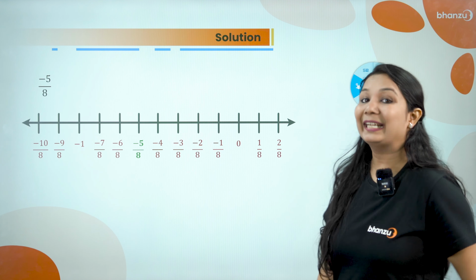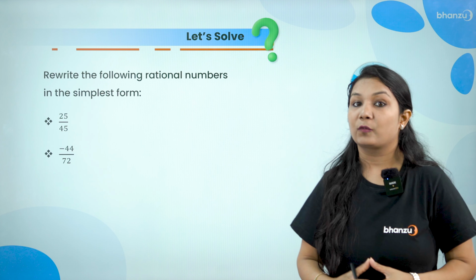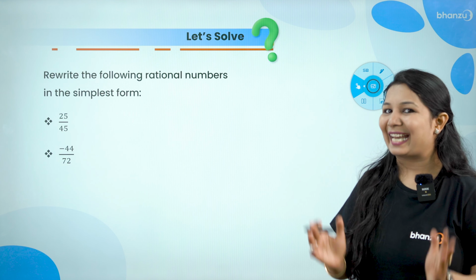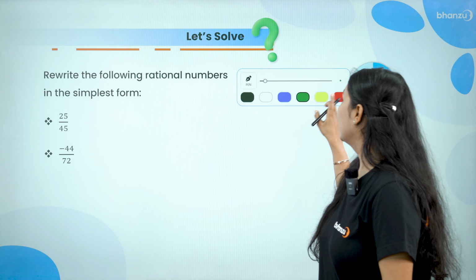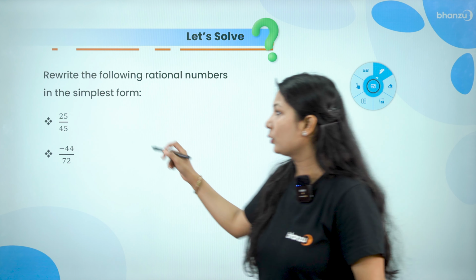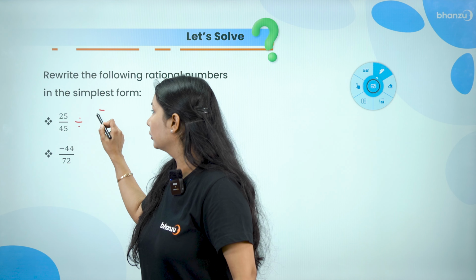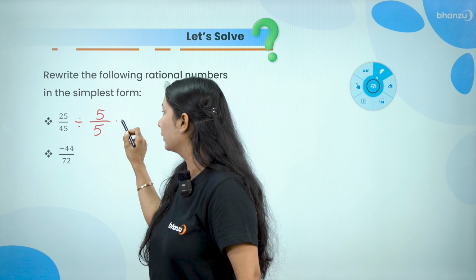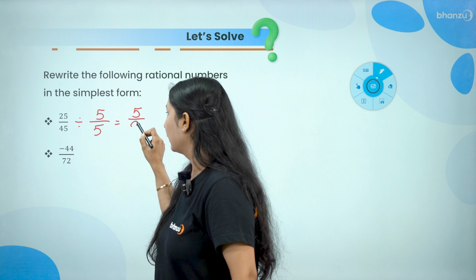Got it, everyone? Great. Let's move ahead to the next question for the day, where you have to rewrite the following rational numbers in the simplest form. So what's the simplest form? The standard form, where the numerator and denominator have the highest common factor as 1. But in the first one, as you can see, they have 5. So let's divide it by 5 and we would get 5 by 9.